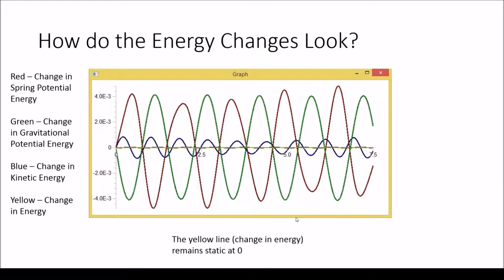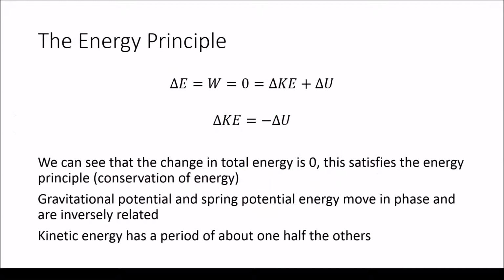In this graph pictured, we have the change in potential energy of the spring in red, the change in gravitational potential energy in green, the change in kinetic energy in blue, and the change in total energy in yellow. It's important to note here that delta E in yellow remains static at zero for the entire duration. This lack of change in total energy makes sense, as work is not being done on the system. The changes in the other energy quantities all balance each other out, so that as one increases, the other two adjust accordingly, so that the system's total energy does not change.